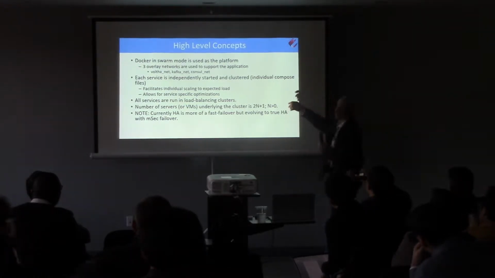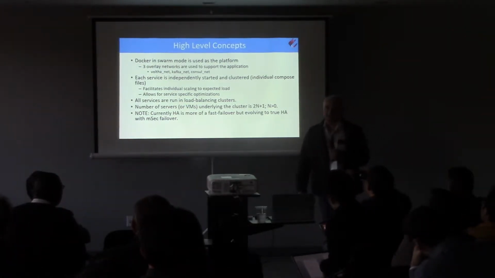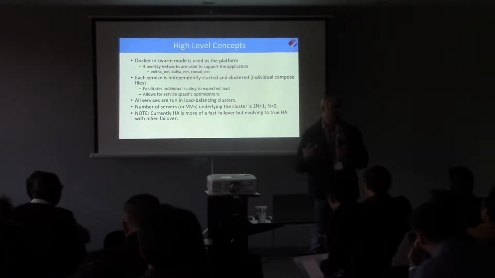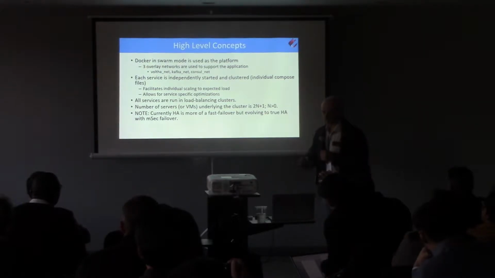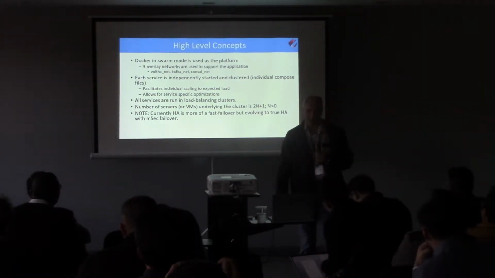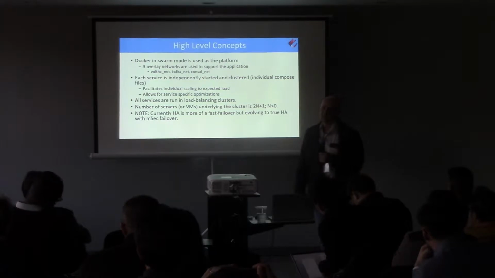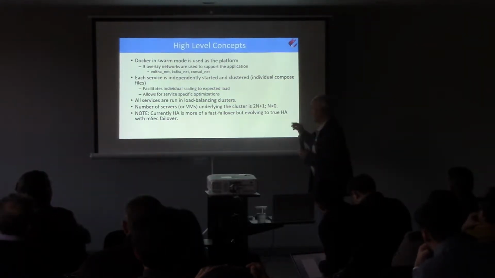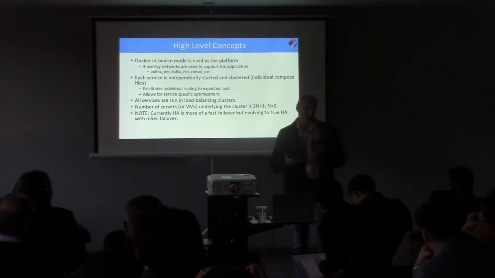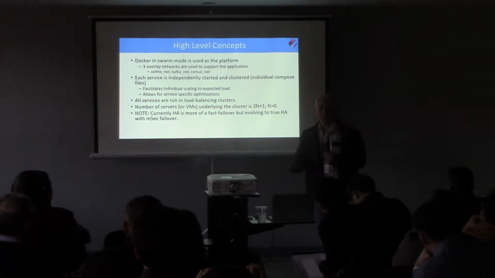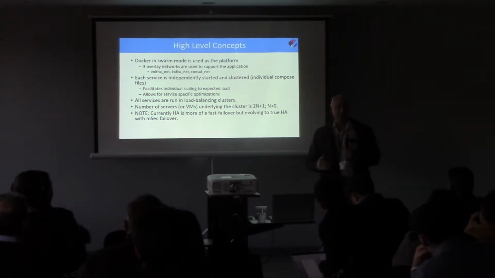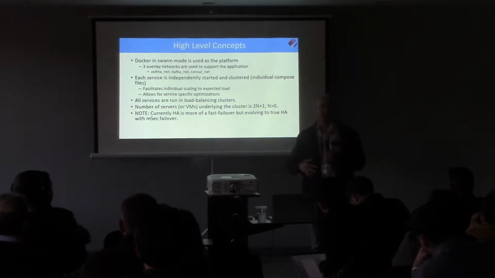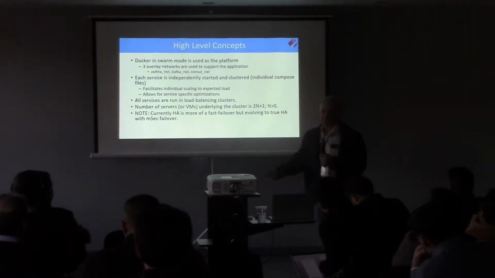So the high-level concepts are Docker is used in swarm mode. There are 3 overlay networks used to support Volta. There's Volta Net, there's Kafka Net, and there's Console Net. And we'll see why we have them. They each serve a purpose. Each service today is individually started through individual compose files. So Kafka, Console, FluentD, they're all started with separate compose files. There are good reasons for starting some of them in a specific order. You don't necessarily have to start them all. You could combine that, but we haven't done that yet.